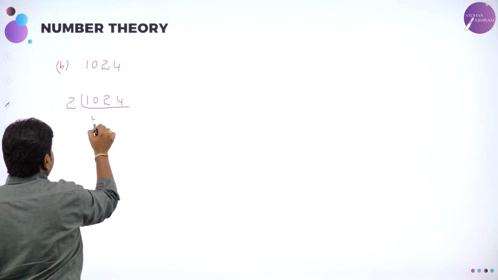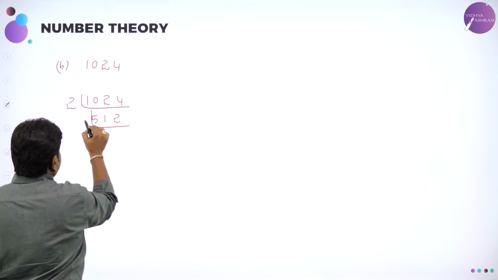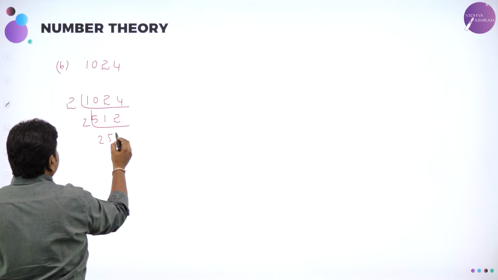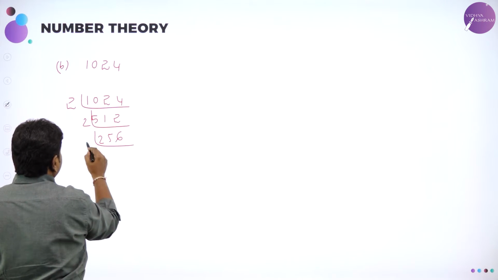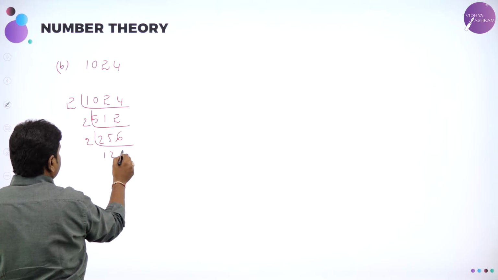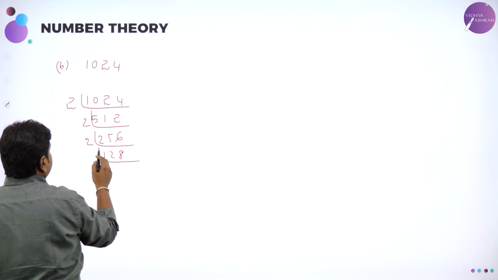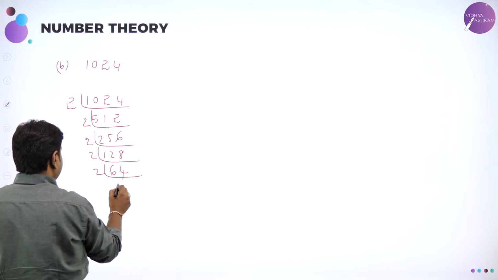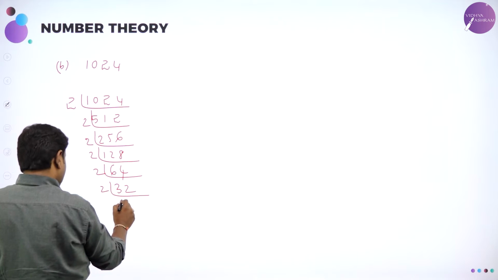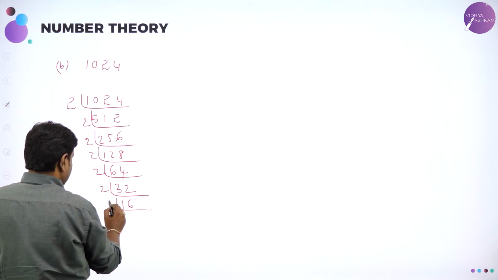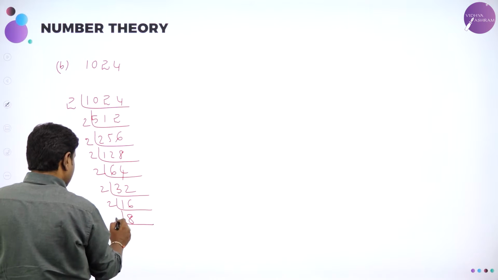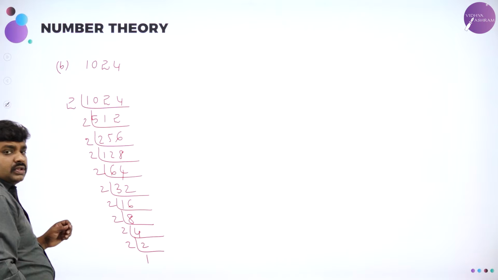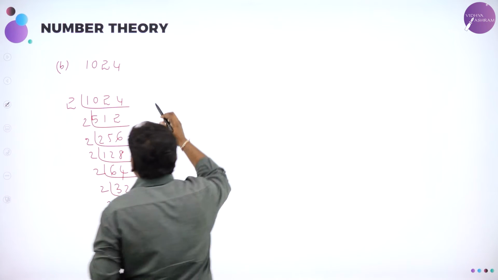So start with 2: 2 5s are 10, 2 1s are 2, 2 2s are 4, again 2 5s are 10 and 2 6s are 12, 2 1s are 2, 2 2s are 4, 2 8s are 16, then 2 6s are 12, 2 4s are 8, 2 3s are 6, 2 2s are 4, 2 1s are 2. So the prime factor 2 is sufficient to expand this.